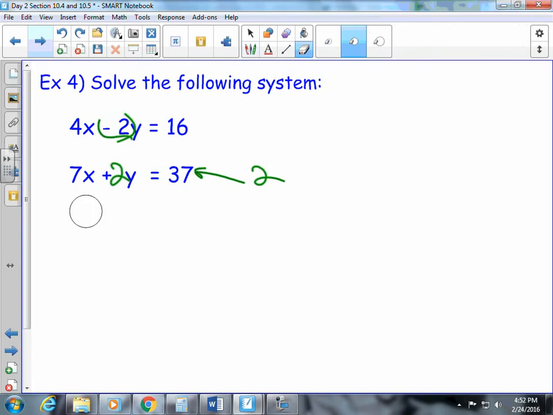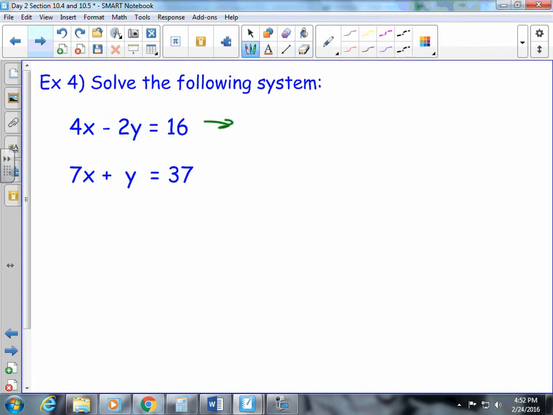So I'm going to take that bottom equation and multiply it by 2. So again, I'm going to rewrite it. So I got 4x minus 2y is equal to 16. If I multiply everything by 2, I end up with 14x plus 2y is equal to 74.